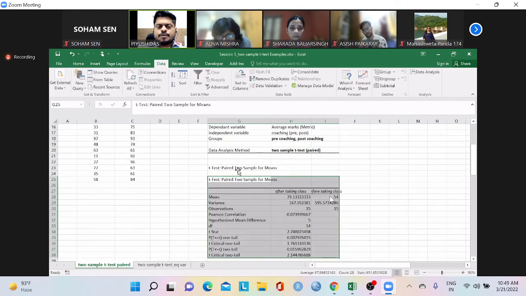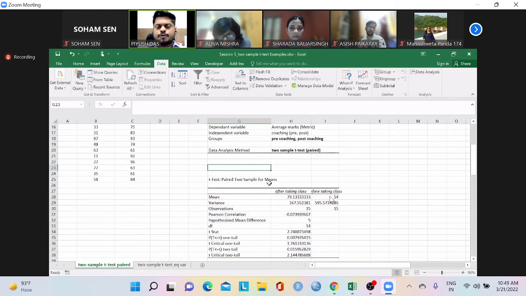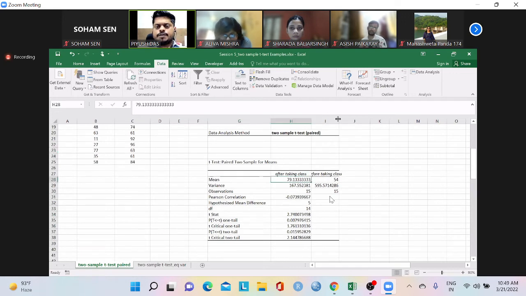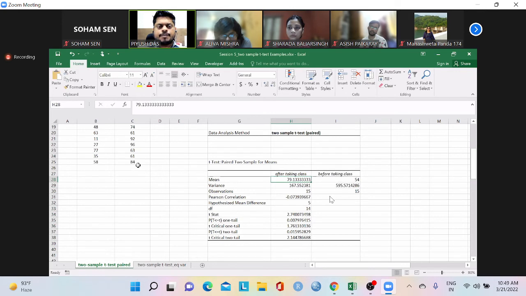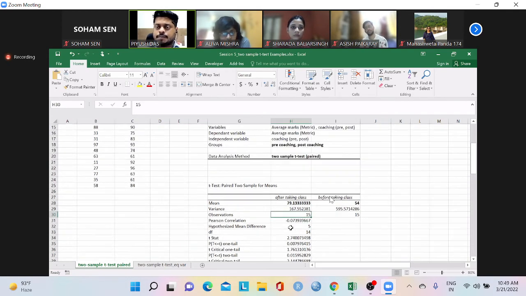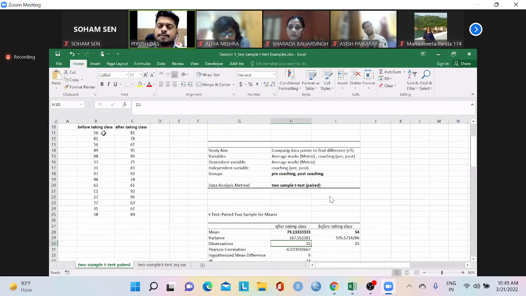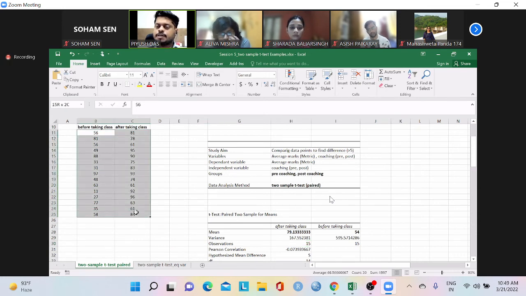Okay. So this part Excel is anyhow doing for you. What it says, if you read properly, after taking class the mean is 79.13, before taking class is 54. Total 15 observations. See, it is a paired sample t-test. So why is it 15 observations? Because if I see, data points are 30, but it is 15 pairs of observations, right? And that is why a paired t-test, and I have selected a paired t-test.